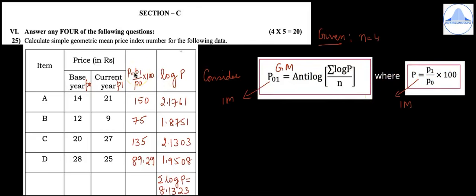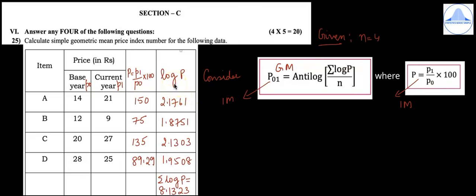Next, in the table, form the column capital P is equal to P1 by P0 into 100 and take 2 places after the decimal after rounding off. So 21 divided by 14 into 100 is 150. 9 divided by 12 into 100 is 75. Then we get 135 and 89.29. Next, we need to find out log P.